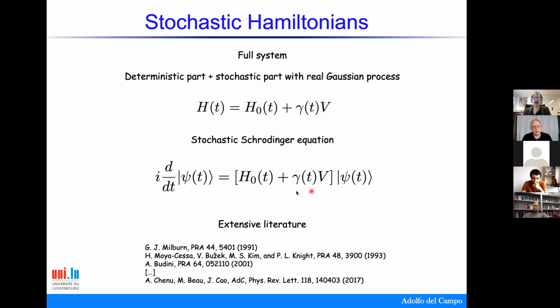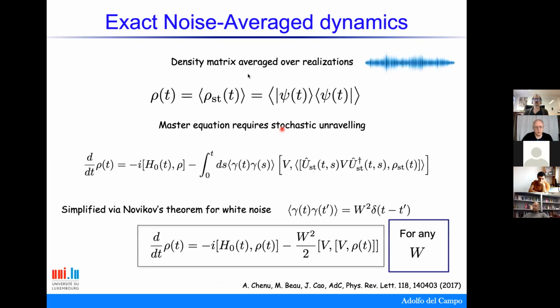Well, this is still a Hamiltonian. I can look at the time-dependent Schrodinger equation, and for any given realization of the noise, I can integrate this equation and find a trajectory. This is one thing you can do, for instance, numerically. But there's an alternative approach, based on considering the average over many realizations of the noise. I refer you to early works by Gerard Milburn and others, some very nice ones written by Budini, and our work in 2017. So we consider stochastic trajectories for a given realization of gamma, and we average over different realizations of the noise.